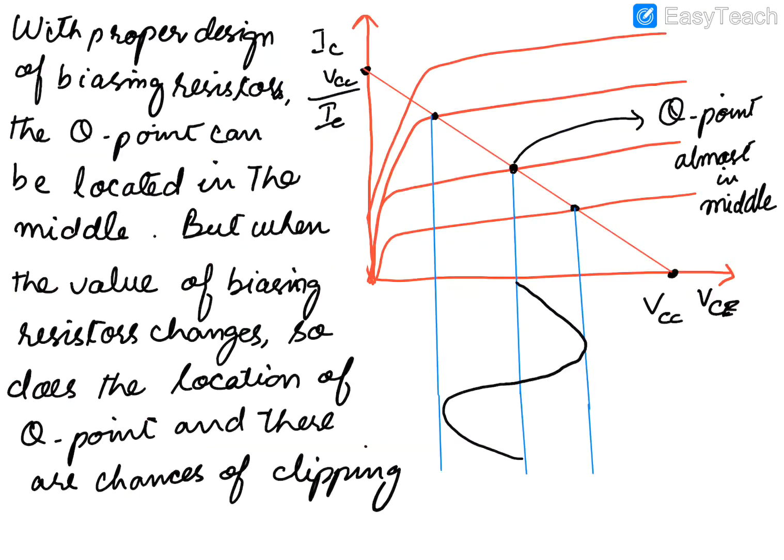So when the value of biasing resistor is properly selected so that the Q point is located in the middle of the graph like this, then there will be full output swing of the voltage. You can see that there is no clipping on the positive or negative side of the output voltage.